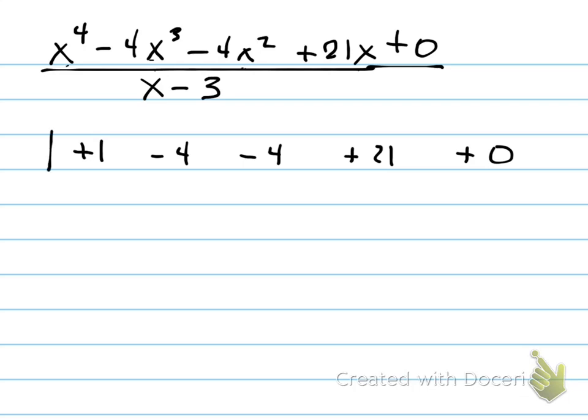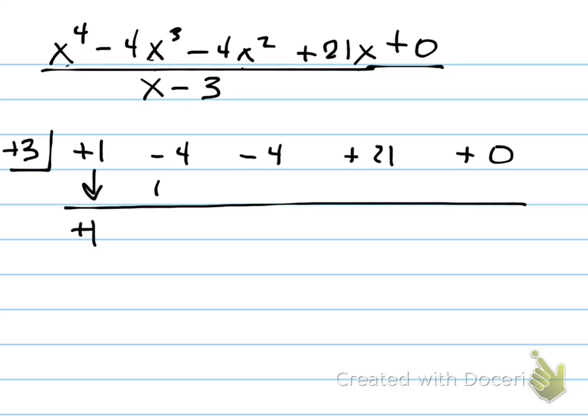Okay? What am I going to put in the box? 3. Yeah, it's x minus 3, so I'm going to put positive 3 in the box, because if you pull it away from an x, it changes the sign. What do I do with the first term? Bring it down. Positive 1 times 3 is positive 3. Minus 4 gives you negative 1. Times positive 3 is negative 3. Minus 4 is negative 7. Times positive 3 is negative 21. Plus 21 is 0. 0 times 3 is 3. And 3 plus 0 is positive 3.